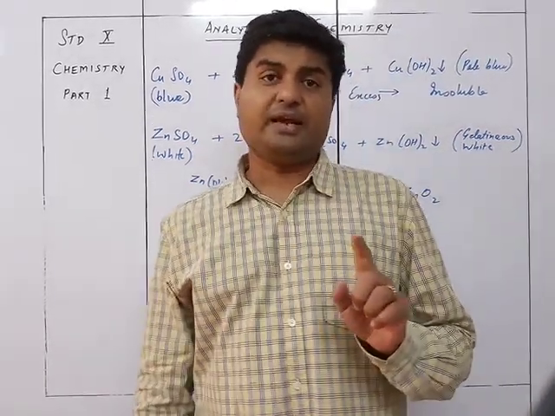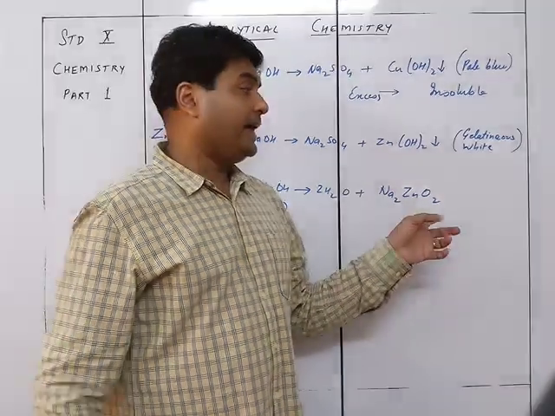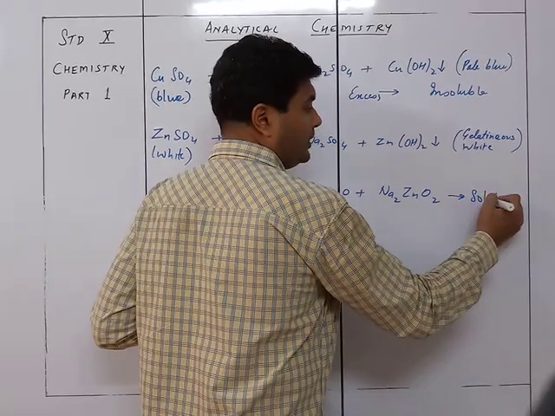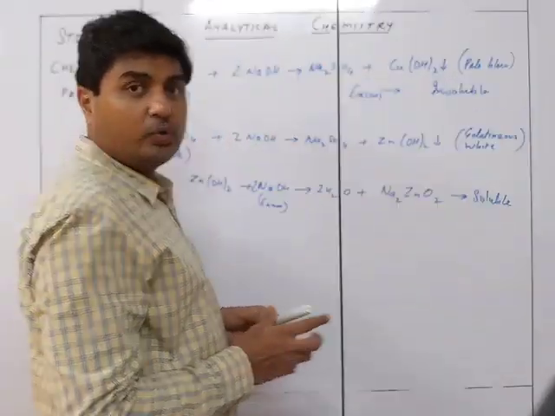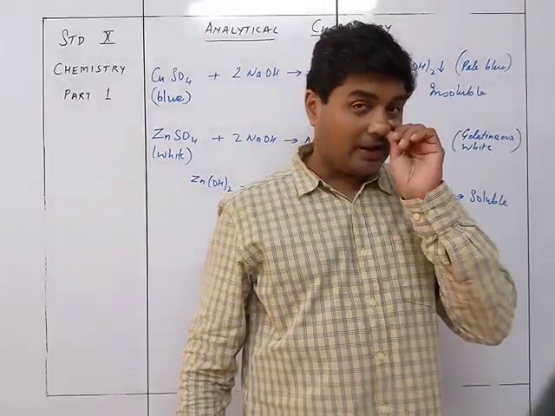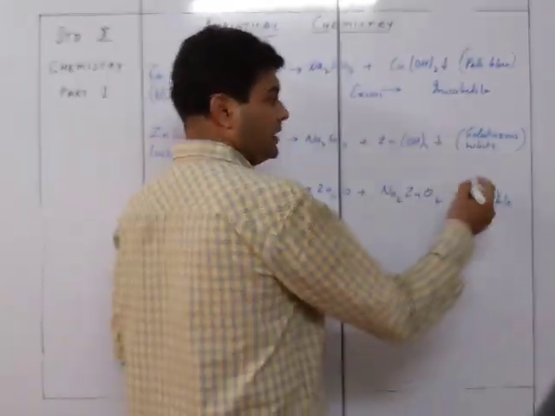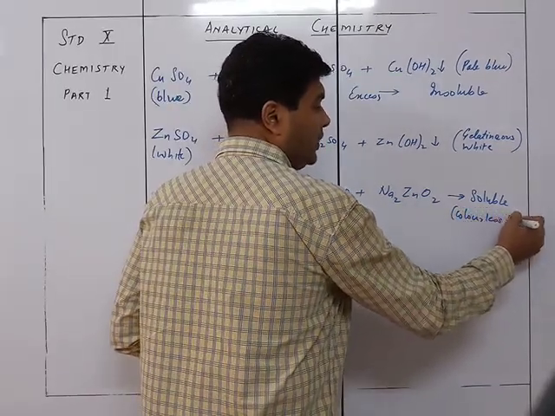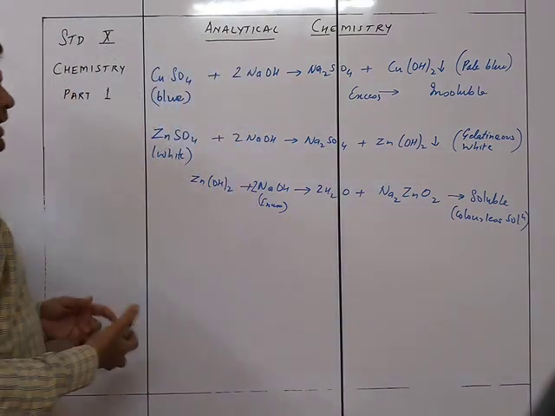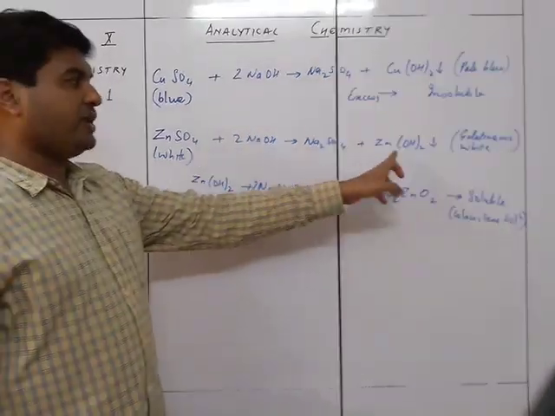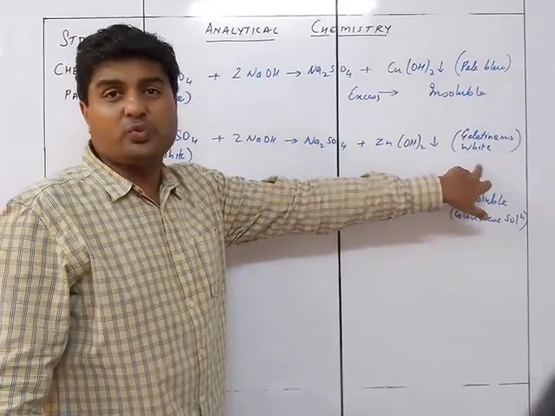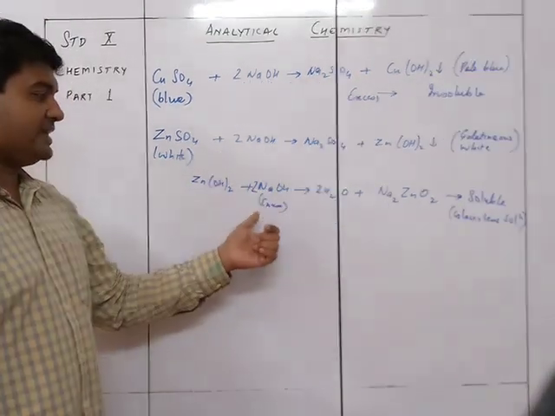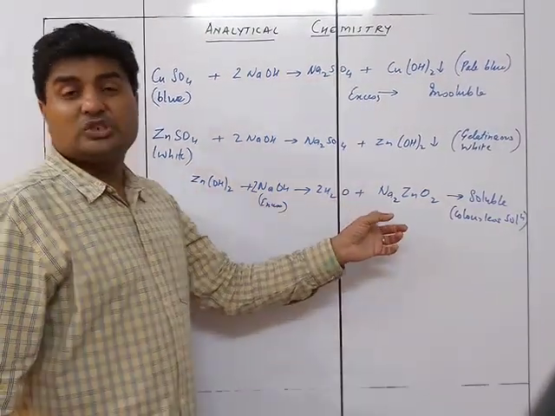So sodium zincate is a soluble salt, and hence what you get in excess is a soluble salt. That's why you don't get any precipitate at all, you get a colorless solution. So it will be a colorless solution. When you take zinc sulfate, it gives you zinc hydroxide, which is a gelatinous white precipitate. If you react this gelatinous white precipitate further with excess NaOH, it is going to give you sodium zincate.